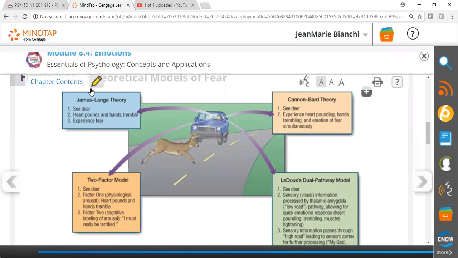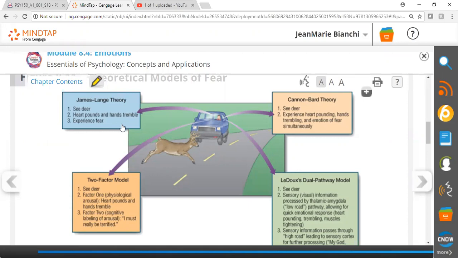The James-Lange theory of emotion basically argues that emotions simply follow or come after our body responses to triggering events. So this is the idea that, for instance, we run and then we feel afraid, or we experience the body arousal, like our heart pounding and our hands trembling, and only after that bodily arousal occurs do we experience fear. So according to James-Lange, bodily arousal comes first, and afterwards we have the subjective experience of saying, I am afraid.